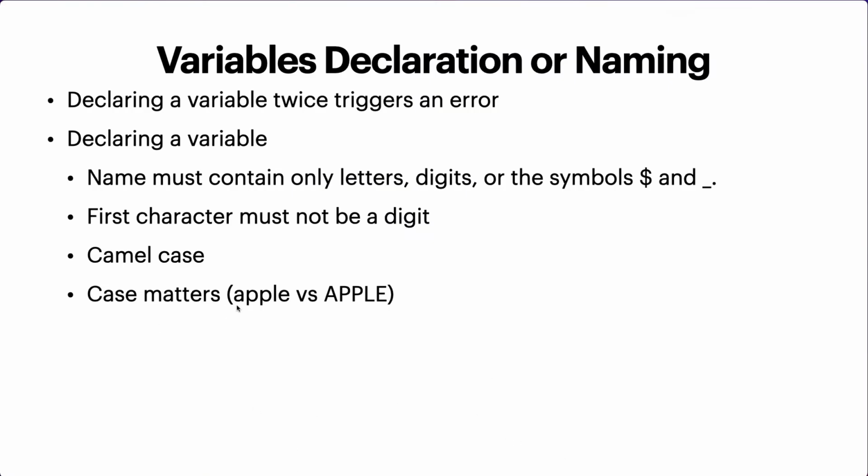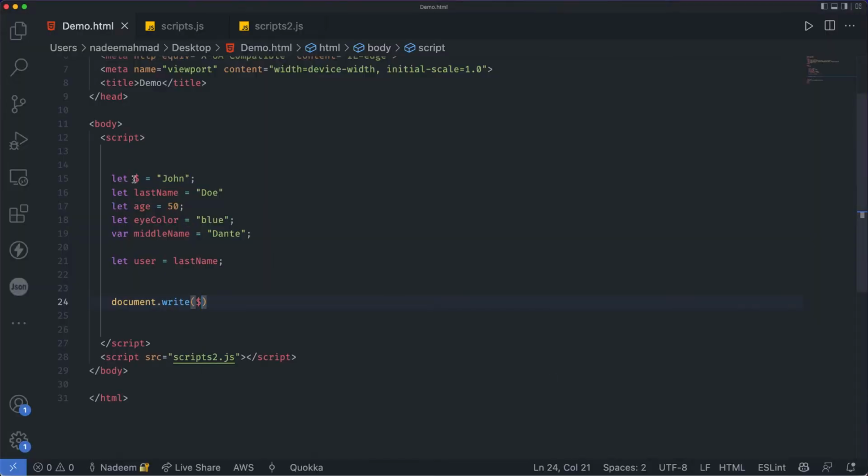Case matters. This is something special. For example, I have a variable called first name, and I have another variable called, for example, First Name. We pronounce it the same way and it looks the same, but they're not the same, because one is written with a lowercase letter and the other with an uppercase letter. JavaScript is case sensitive, so case matters. If one is written in lowercase and the other in uppercase, they are two different variables, not the same.